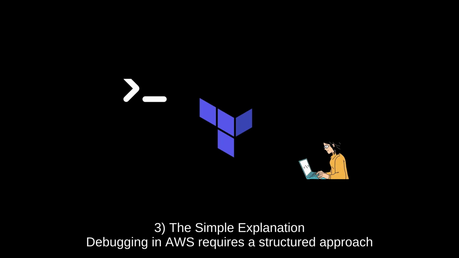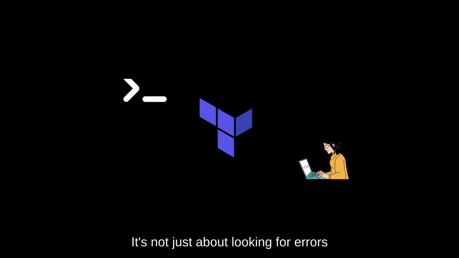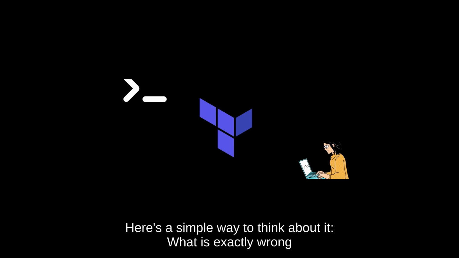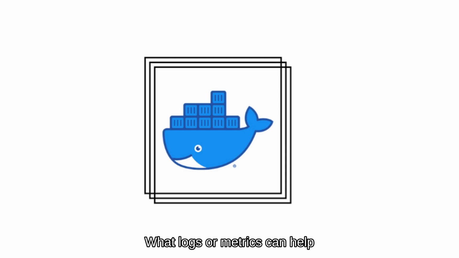The simple explanation: debugging in AWS requires a structured approach. It's not just about looking for errors. It's about understanding the entire architecture and knowing where to check first. Here's a simple way to think about it: what exactly is wrong? What logs or metrics can help? What do the data points indicate? Make the fix, then verify.